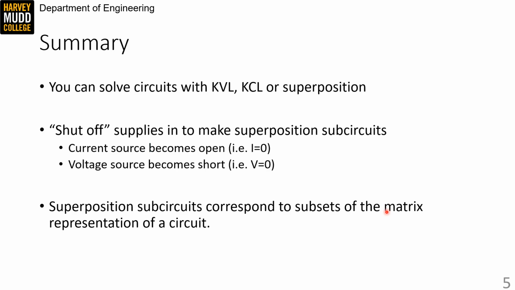So in summary, you can solve circuits with Kirchhoff's voltage law, Kirchhoff's current law, or superposition. You shut off supplies to make superposition subcircuits by zeroing them out, so current sources become open with I equals 0, and voltage sources become shorts with V equals 0. And superposition subcircuits correspond to subsets of the matrix representation of a circuit.